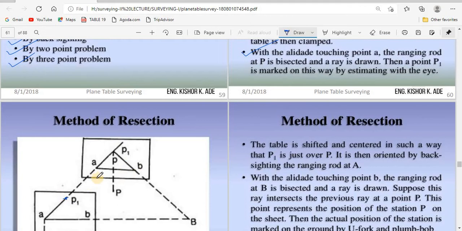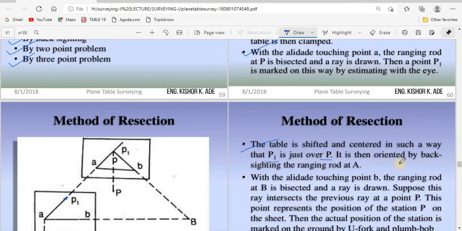We don't know the exact distance of P1. We are approximately taking a point P1 on this ray A. Then the table is shifted and centered in such a way that P1 is just over P. So after that, you have to take this plane table and establish it on this particular point P1, so that P1 is exactly over P.